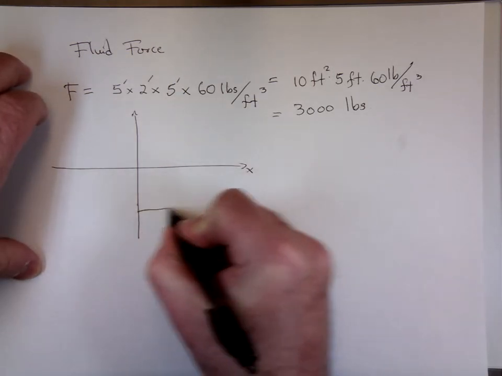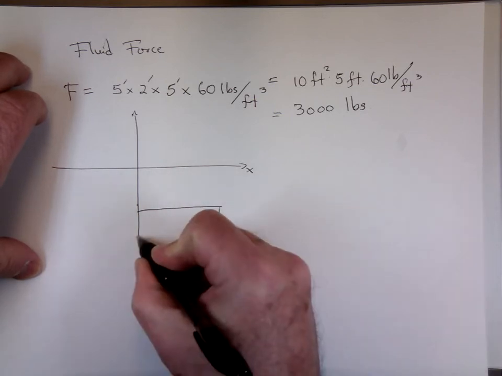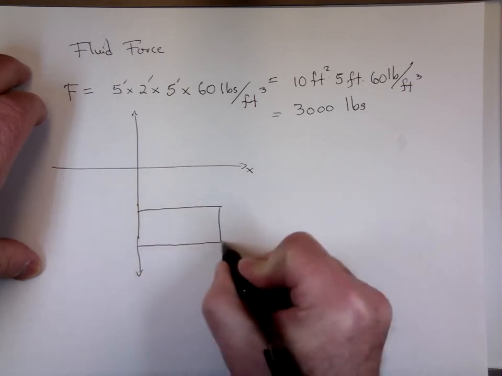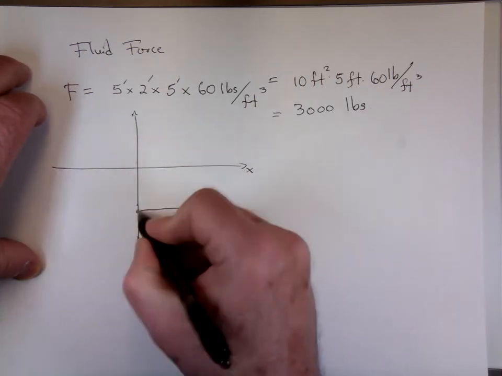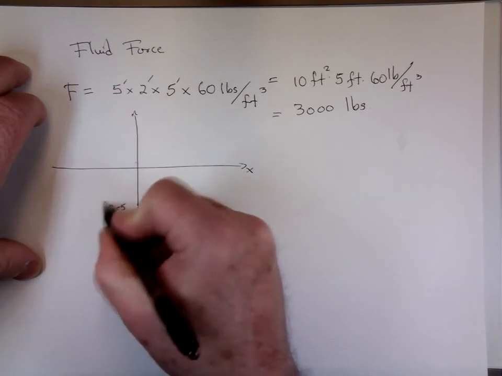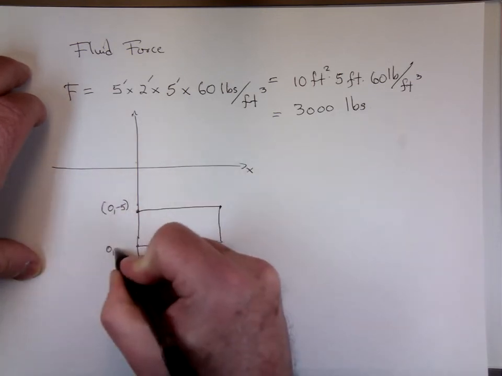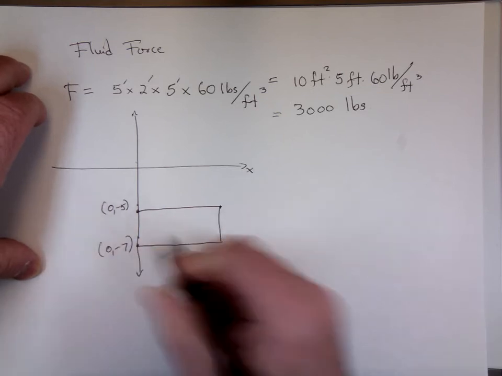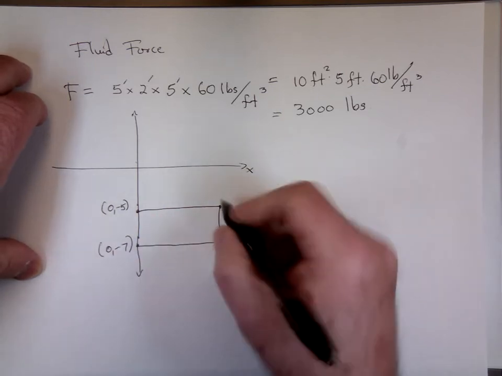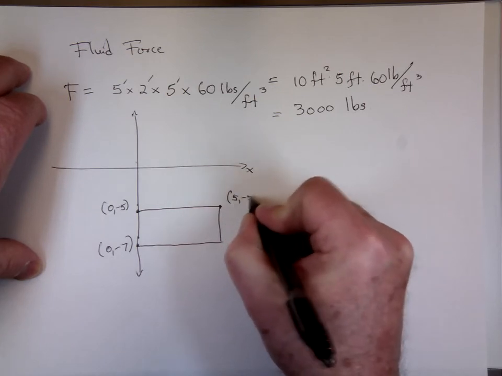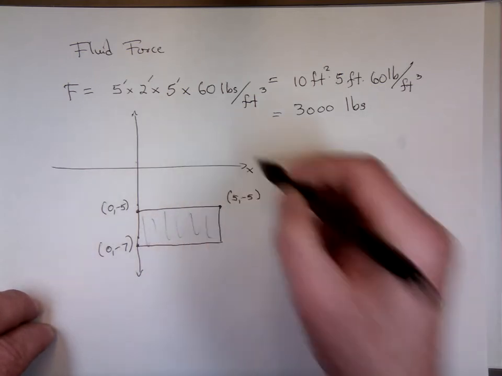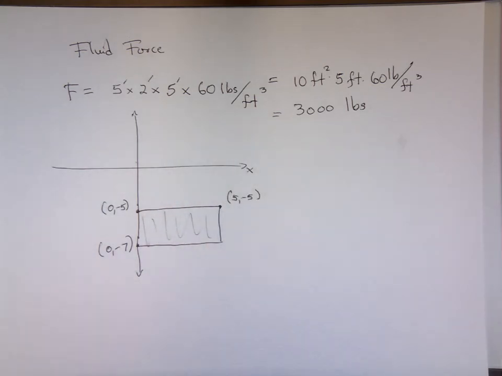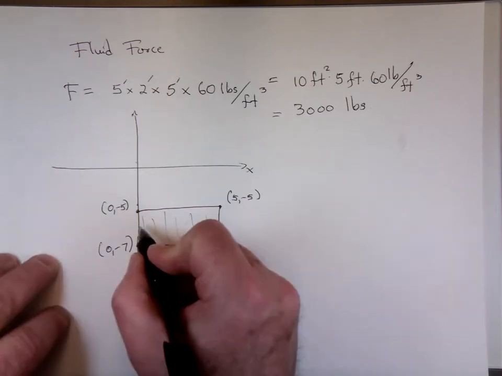Okay. Let's suppose we have the top of the table here at a depth of 5 feet, and this is at 7 feet down below. And the length of the table we said was 5 feet, I believe. Okay, so that's our table. Now it's got a vertical orientation under the water. What we want to do is find the total force of the water on this table, and we're going to do it by dividing this up into pieces. Here's one such piece.